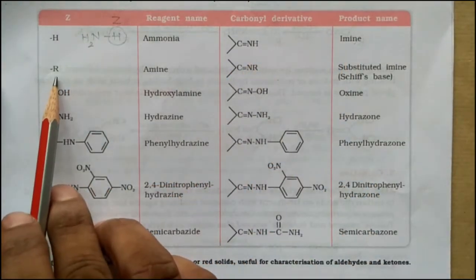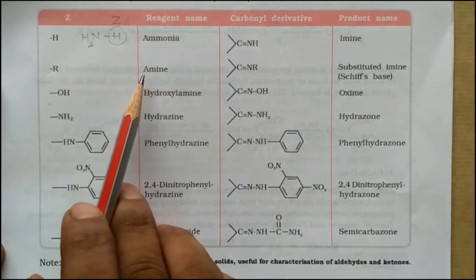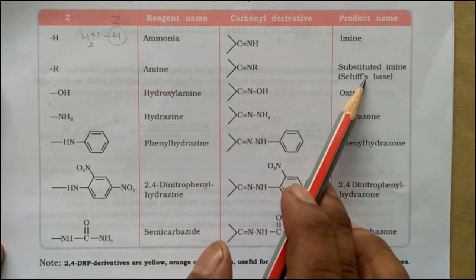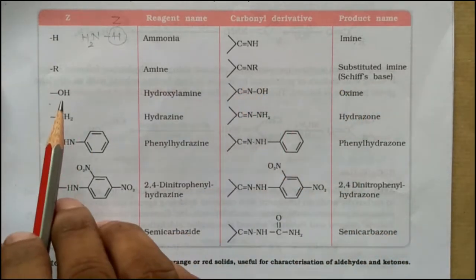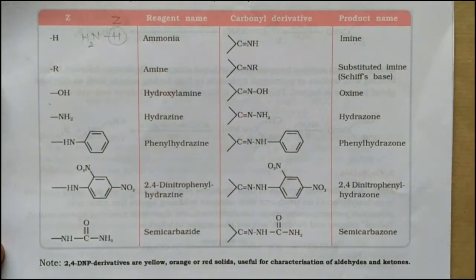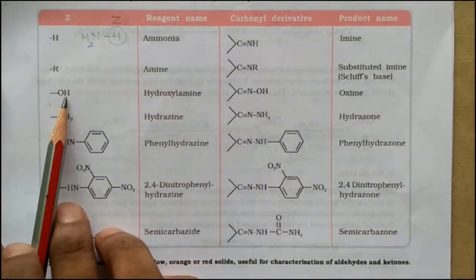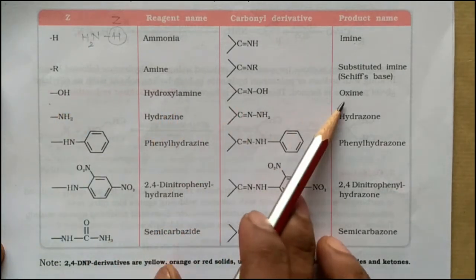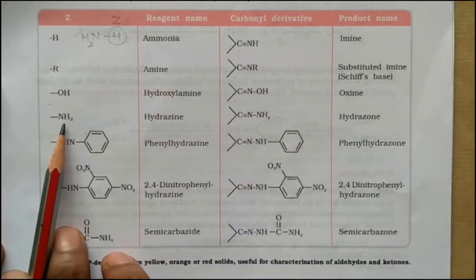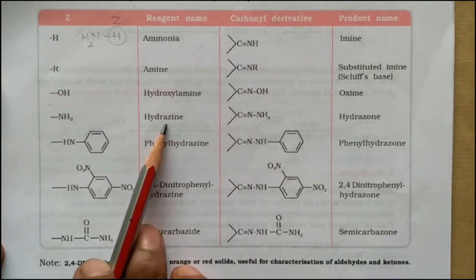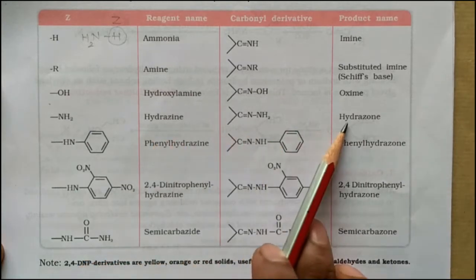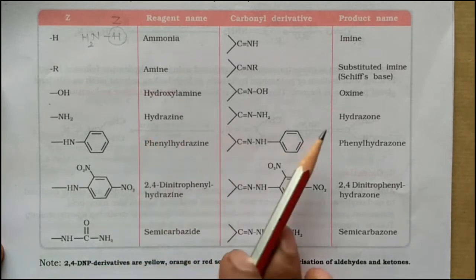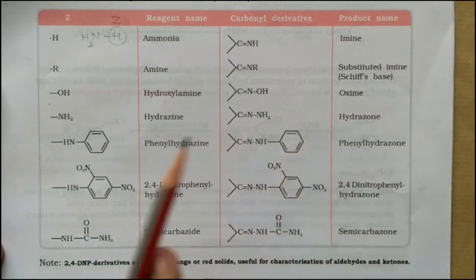If Z is R, meaning RNH2, the reagent name is amine, and you get a substituted imine, which is also called Schiff's base. I will write one example of all these things. Then if Z is OH, the reagent is known as hydroxylamine, and you get an oxime. If Z is NH2, that compound is known as hydrazine, and carbonyl compounds react with hydrazine to give hydrazone.